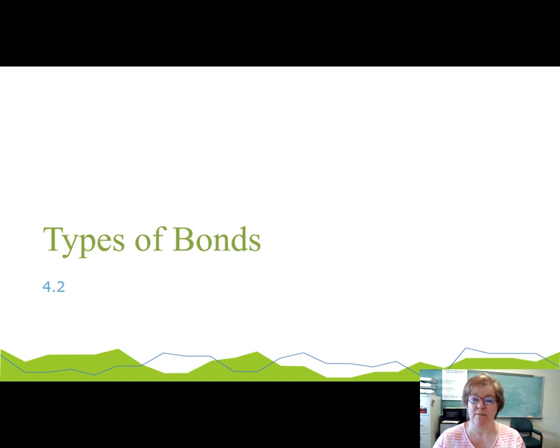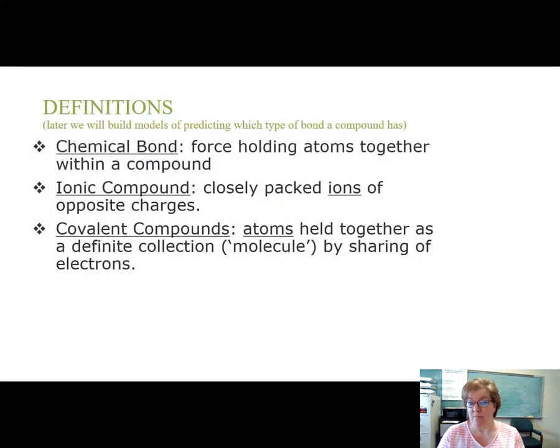As we begin talking about compounds, we're going to start off by talking about the types of bonds we might find in a compound. A couple of definitions. When we talk about a chemical bond, it's simply a force that holds atoms together or ions together in a compound. We have two kinds that we primarily talk about, although acids are sort of a third in between kind.